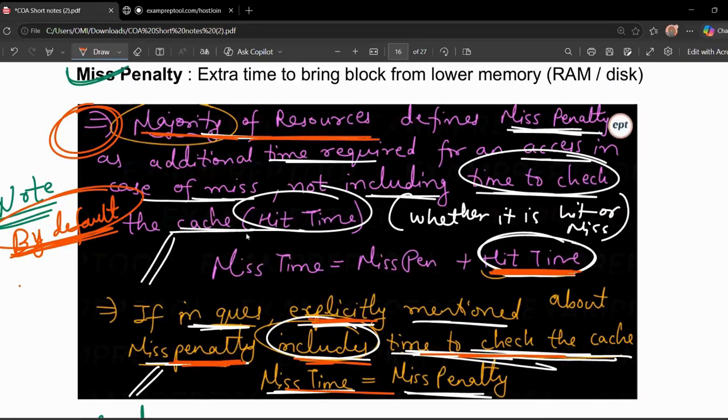Yeah, but by default you can assume this thing. But explicitly, if it is given, then you can go. Okay. Yeah.